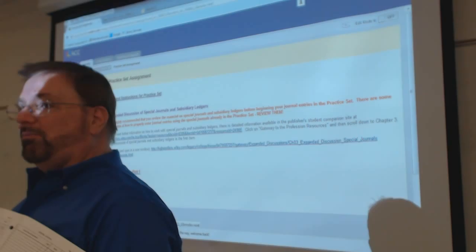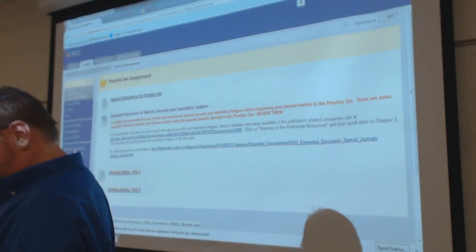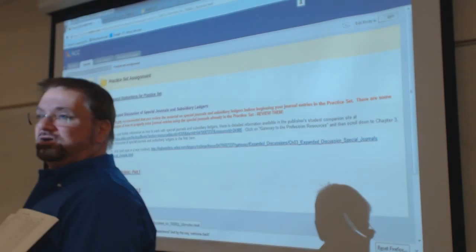So you don't have to write real tiny, real itty-bitty. Just use the lines the way they've shown you up here. Use the proper format. Debits to the left margin. Credit should be indented. Follow the proper format in the general journal. You'll have plenty of space.